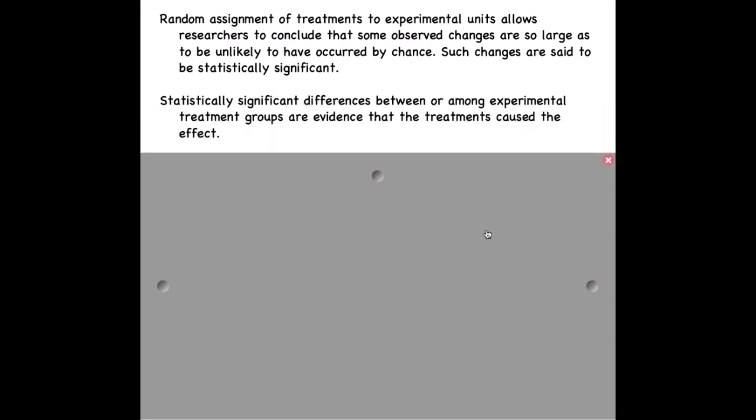Okay, so here's our last bottom line, our finishing note here. Random assignment of treatments to experimental units allows researchers to conclude that some observed changes are so large as to be unlikely to have occurred by chance. And when that happens, the results are said to be statistically significant. Statistically significant differences between groups or among experimental treatment groups, that is evidence that the treatments are actually causing the effect. That's kind of what we're hoping for in an experiment, or at least what we're looking for in an experiment.